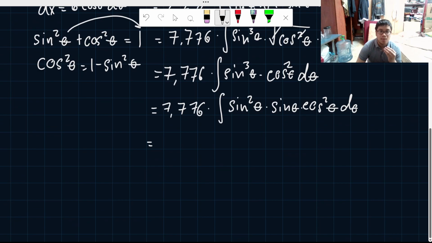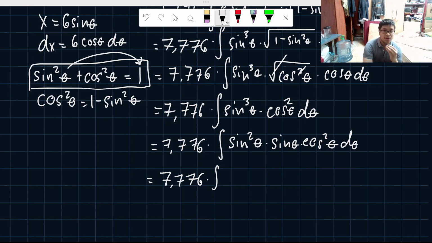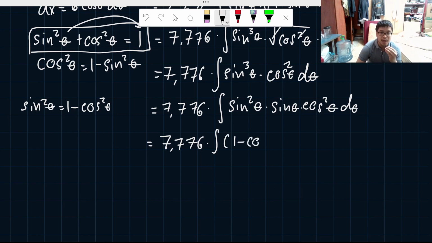Next, I will change sine squared theta into something else, which is derived from this identity. If I transpose cosine squared theta from the right, I will have sine squared theta as 1 minus cosine squared theta. Therefore, I can rewrite sine squared theta as 1 minus cosine squared theta. Then, let's copy the other functions.